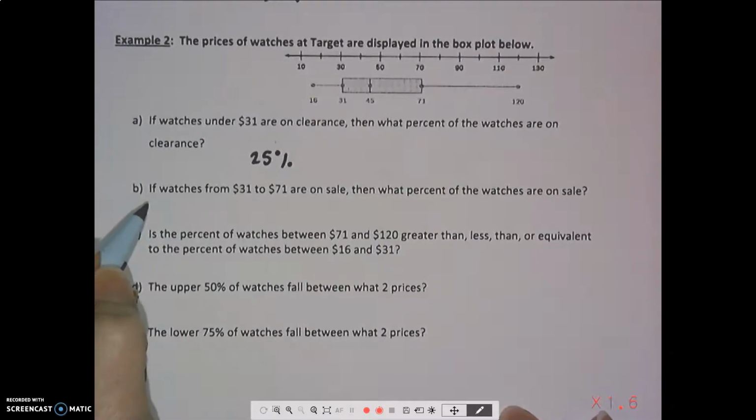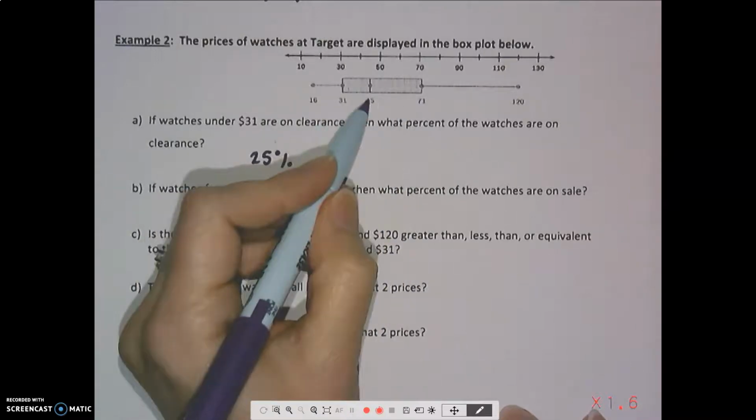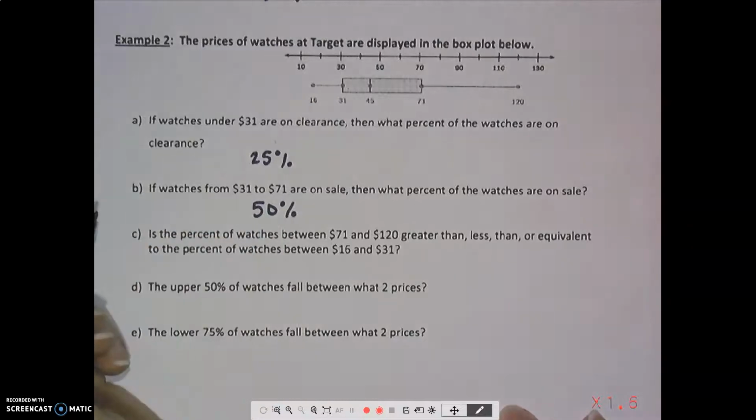If watches from $31 to $71 are on sale, then what percent of watches are on sale? So from 31 to 71, we go 1, 2 chunks. That means we've got 50% of the data.